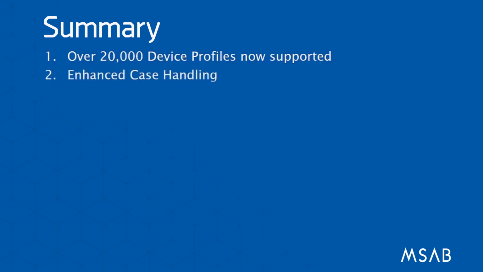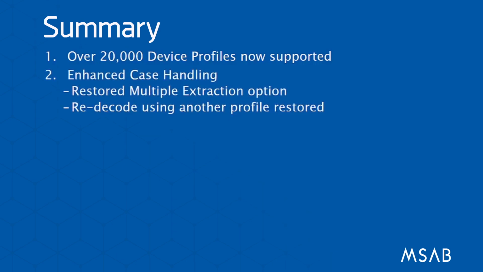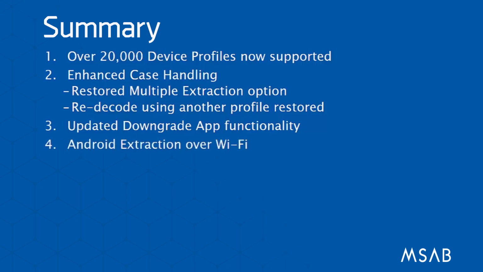So in summary, what's in XRY version 7.2? Well, over 20,000 device profiles are now supported. We've enhanced case handling. We've restored the multiple extraction option, and redecoding using another profile has also been restored. We've now updated the downgrade app function. We have Android extraction over Wi-Fi added.